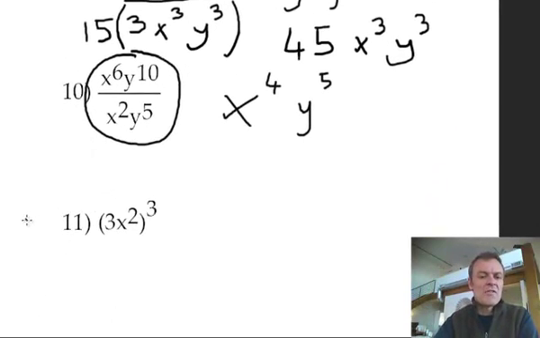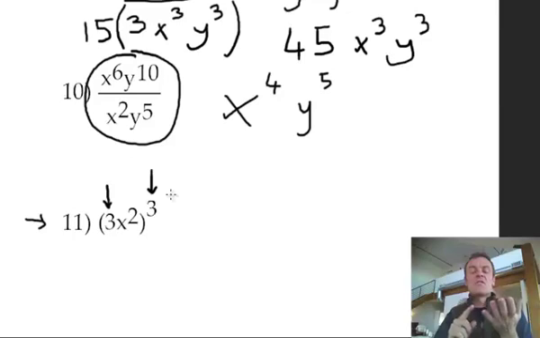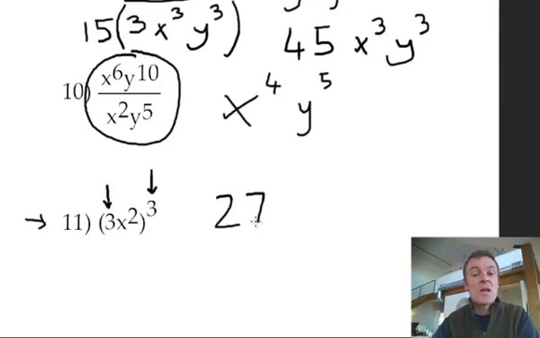Right, for question 11. Okay, so this is the power rule, so be careful. This 3, right, is being cubed. I have to properly cube the coefficient of 3. 3 times 3 times 3 is 27. Okay? Now remember, the shortcut for exponents, when you've got one inside and outside, is you multiply. So I'm going to multiply these two together, and I get x 6. Now that's the answer, okay?